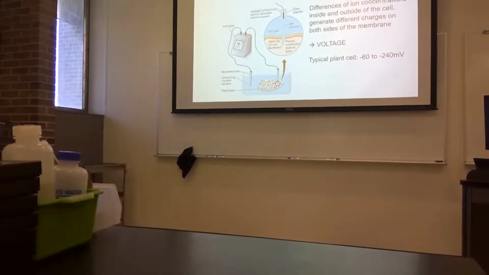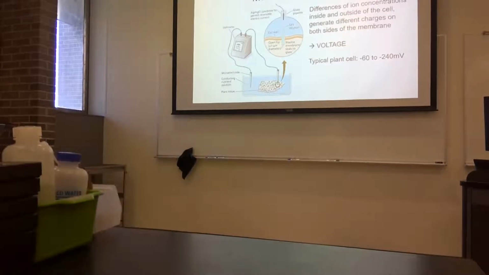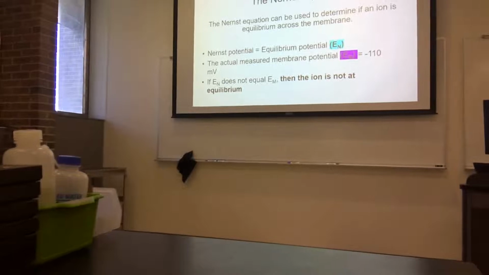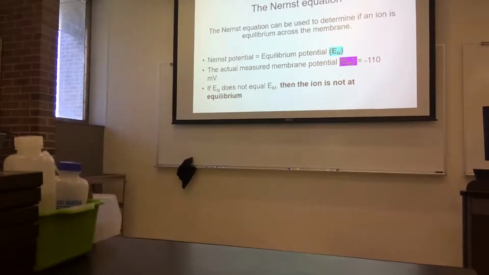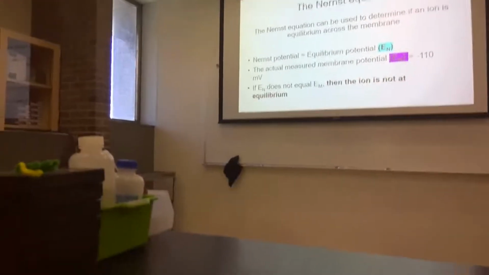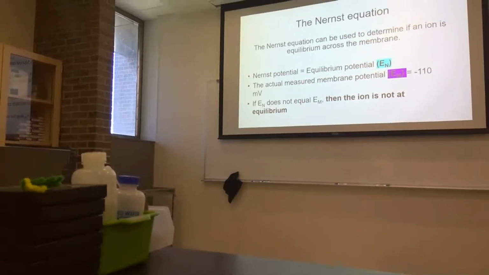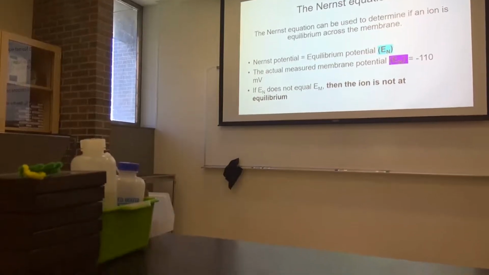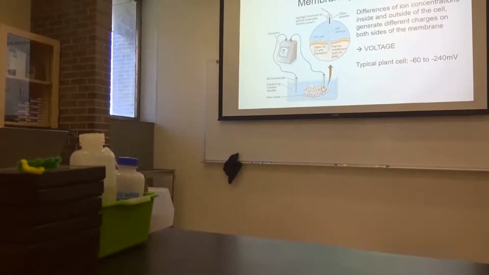So, similar to what you've learned, animal cells are going to be more negative on the cytoplasm side. And so that brings us to the Nernst equation. The Nernst equation can be used to determine if an ion is at equilibrium across the membrane. Okay, so we know there is this voltage, right?